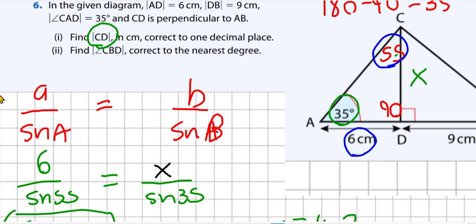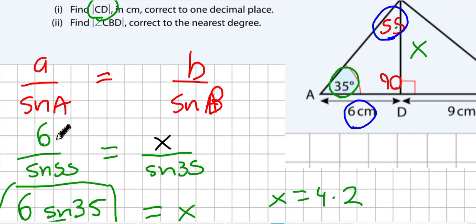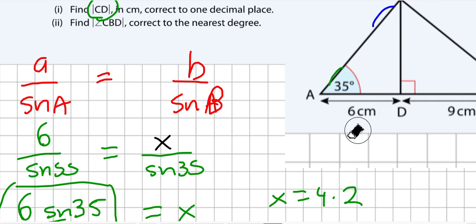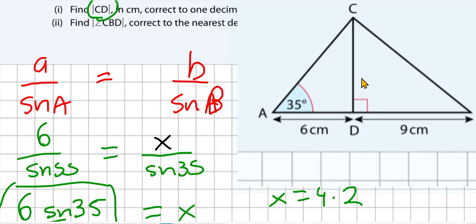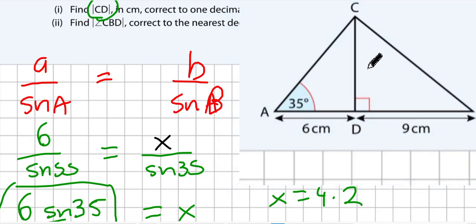Next question. CBD to the nearest degree. CBD. Okay, let's have a look here. Which angle is CBD? It's the first question I need to figure out. Is it the blue one, the purple one, or the red one? Anybody tell me which one's CBD? C to B to D. It's the red one, isn't it? Because you go from C to B to D.